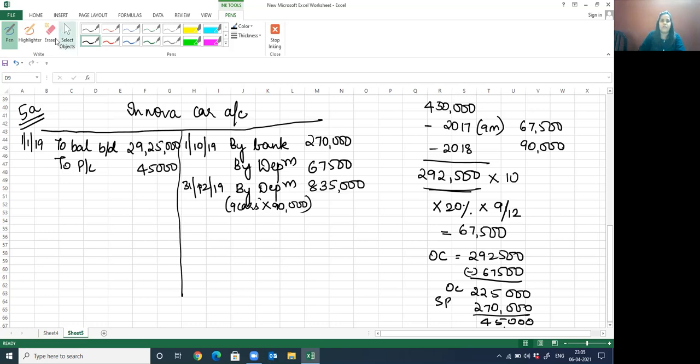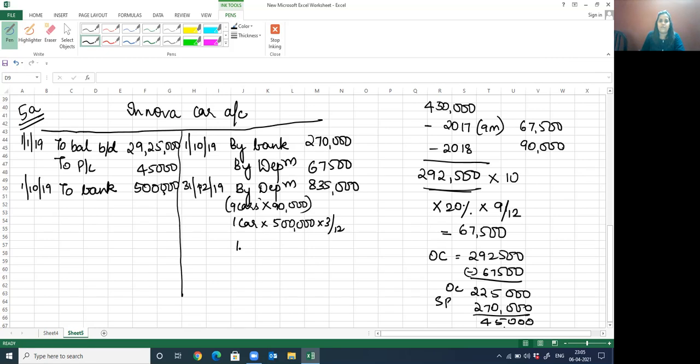Okay, 9 into 9, that is 81. Plus, they have also told that on the same date, that is 1st October, you purchased a new car for rupees 5 lakhs. So for 9 cars, 90, and for 1 car, 5 lakhs for 3 months. So your depreciation comes to about 8,35,000.